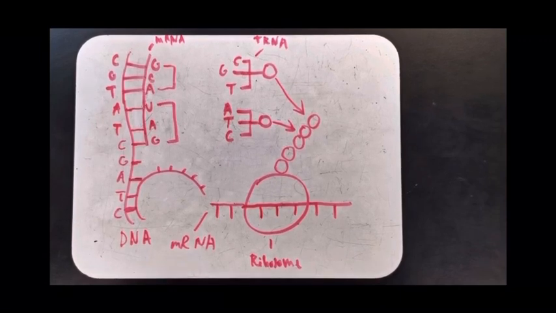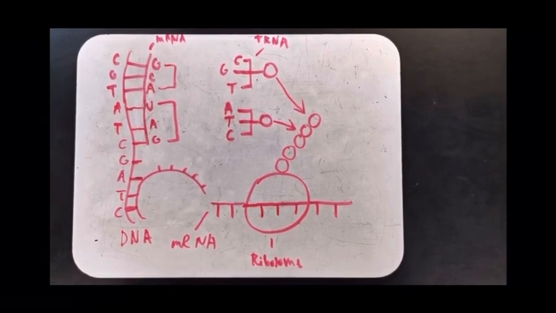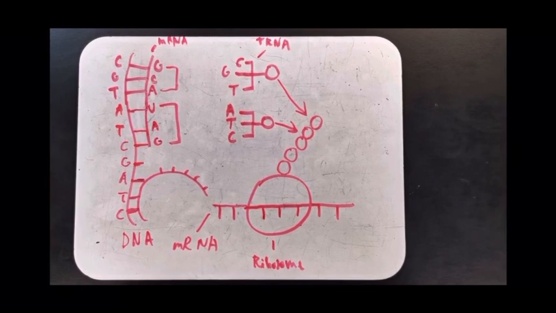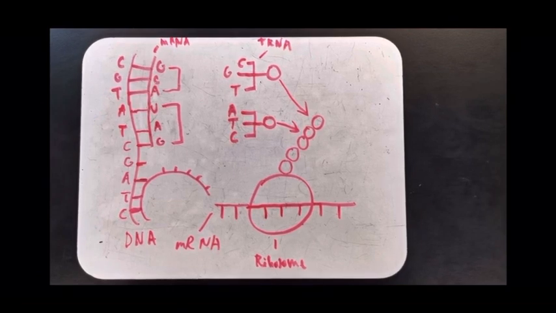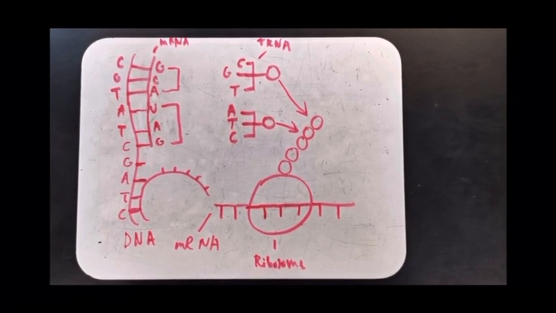Next, it goes through a process called translation. The ribosome reads 3 letters at a time, and for every 3 bases it reads, it attaches an amino acid. The amino acid comes from the tRNA, which float around the cytoplasm.